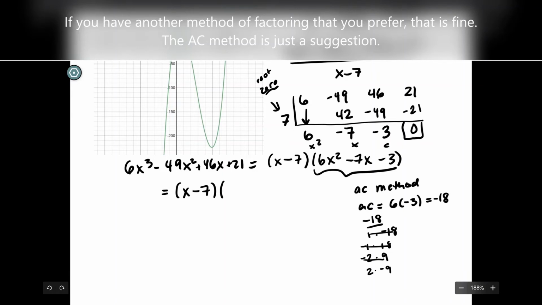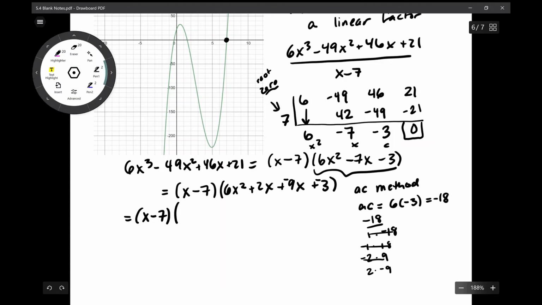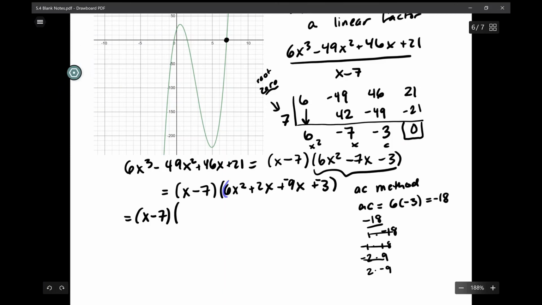So then I rewrite this as 6x squared plus 2x minus 9x minus 3, and now I use factoring by grouping. I'm going to first switch these to plus negatives, because that way I won't mess up my factoring by grouping. Let me switch to another color here since I'm working inside here. I'm going to group the first two and the next two.